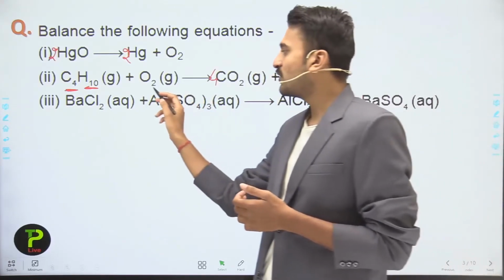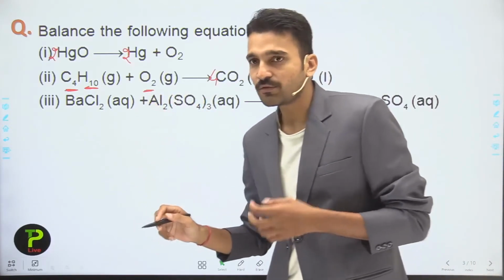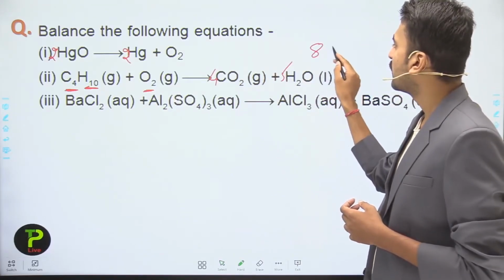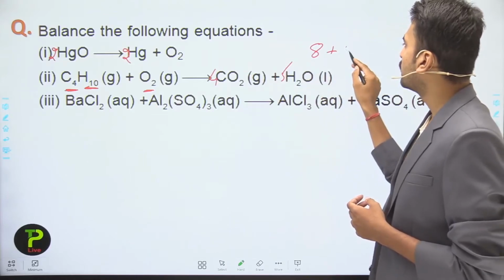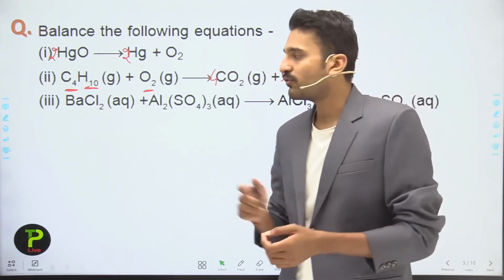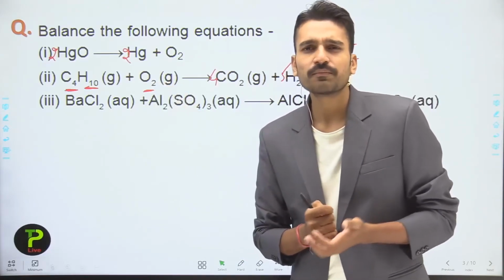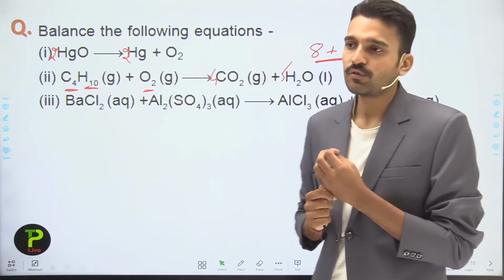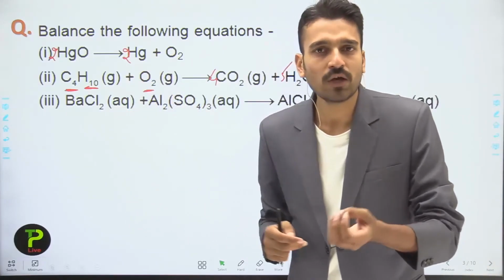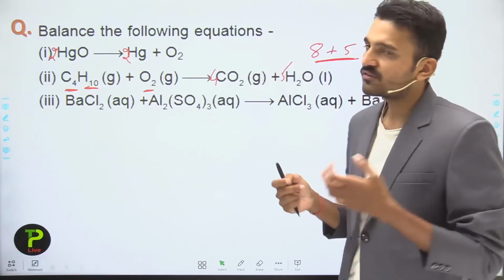Now moving to the oxygen, here you see only 2 oxygen atoms, while on the product side you see 4 twos are 8 plus 5, so a total of 13 oxygen atoms, while here you see only 2 oxygen atoms. So how do we balance it? If we multiply it with 6, it will become only 12 oxygen atoms. So here only the oxygen atoms are unbalanced.